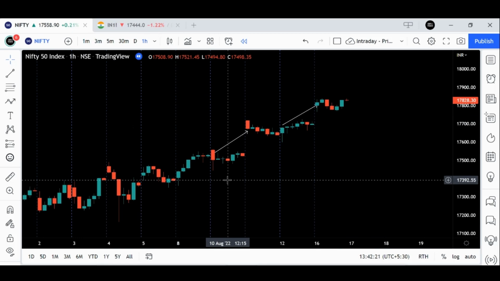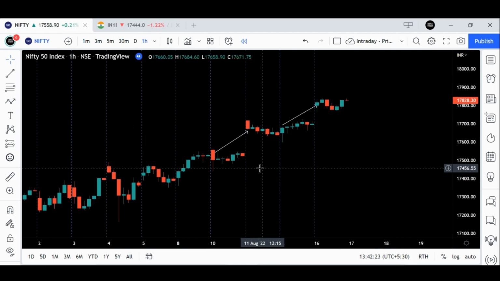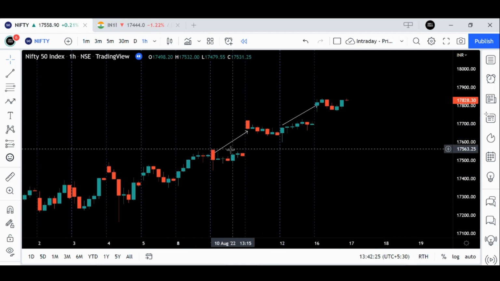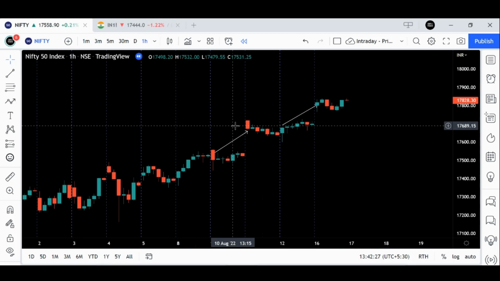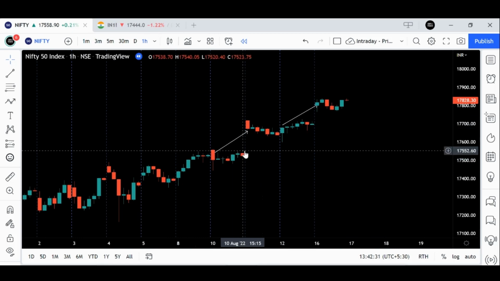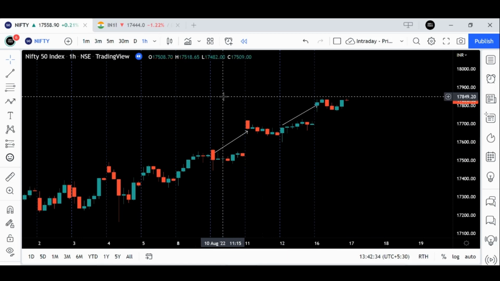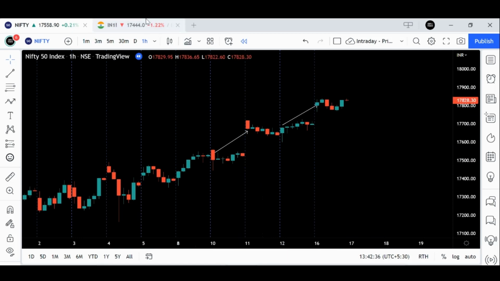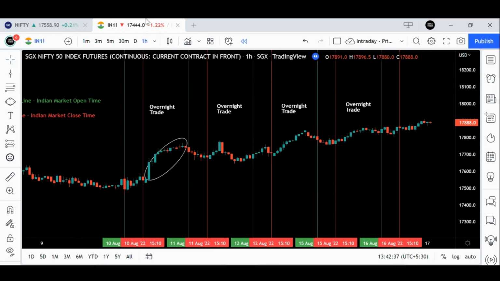So let's take between 10th and 11th of August. There was a gap up. So what does gap up mean? We are seeing a big gap in our chart, but what does that actually mean? Let me go to the SGX chart. SGX is nothing but the Nifty trading in the Singapore market. That is what we call SGX Nifty.